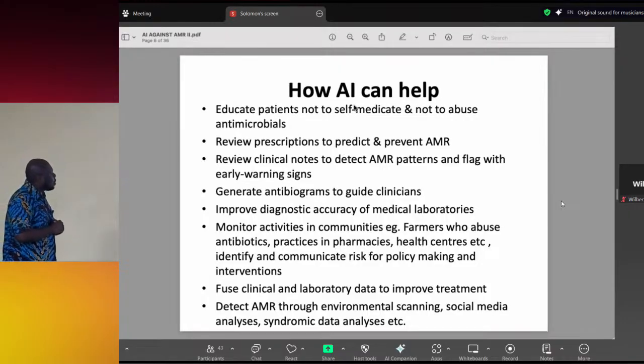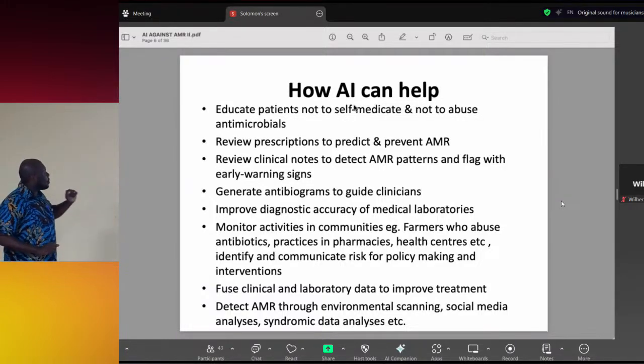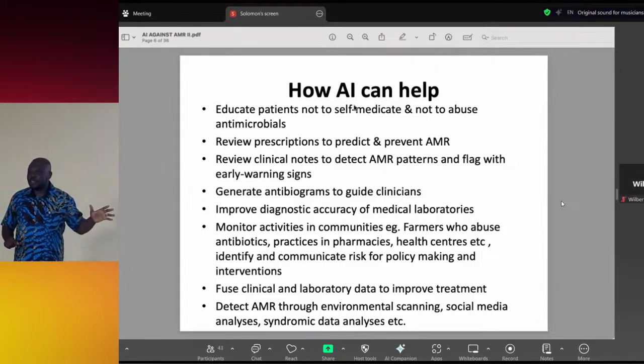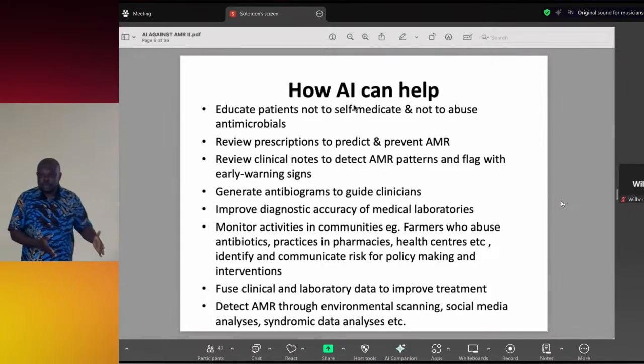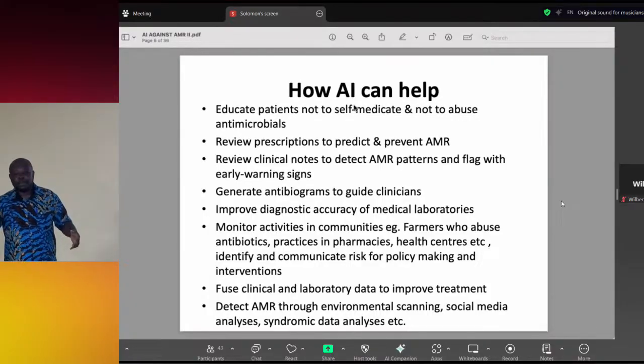We can generate what we call antibiograms to guide clinical care. We shall see what an antibiogram is in a very little while. We can improve the diagnostic accuracy of medical laboratories using deep learning. CNNs, GANs, all these can detect or recognize images if well trained, and this can be extended to the laboratory. We will have a microscope, a CNN-powered smart app on a phone.